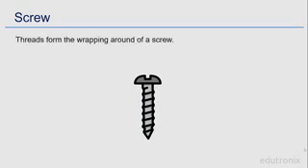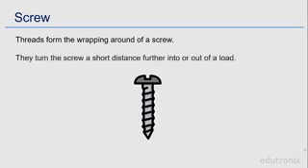A screw has threads around it which refer to inclined planes wrapped around a pole. These threads help to move the screw a short distance at a time when it is being driven into or out of the load. A screw physically has three parts. It has the head, the threads, and the tip. These all extend from the pole of the screw.